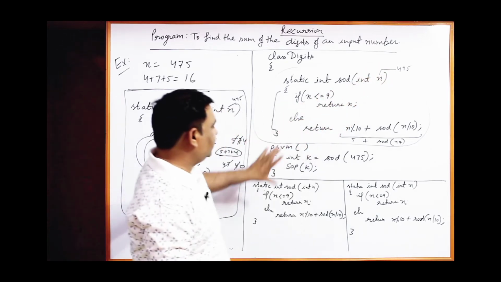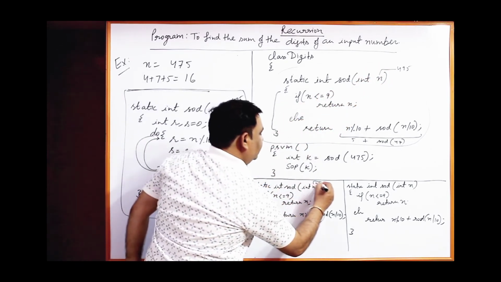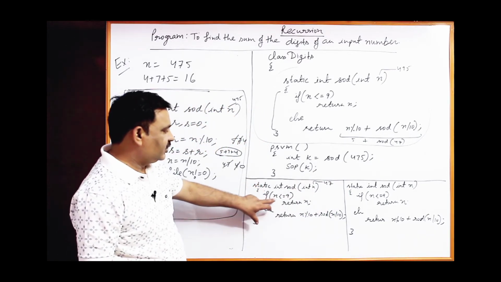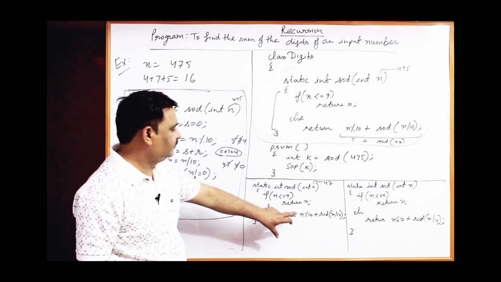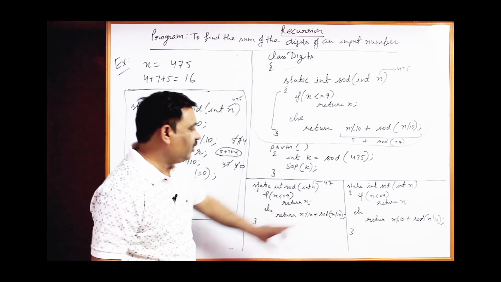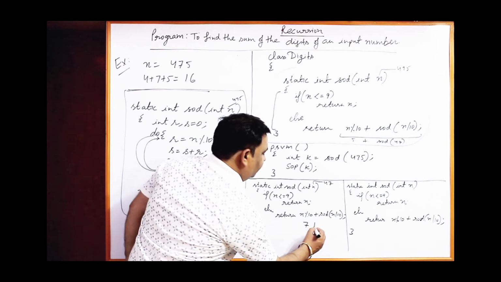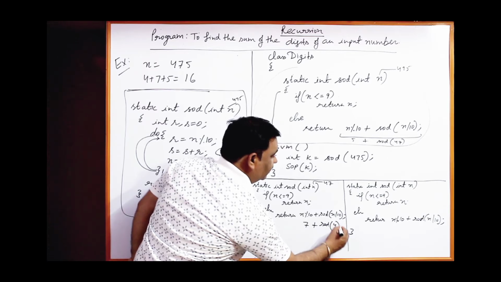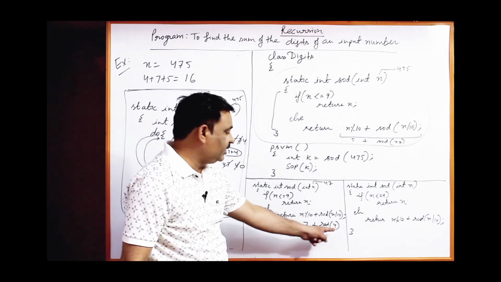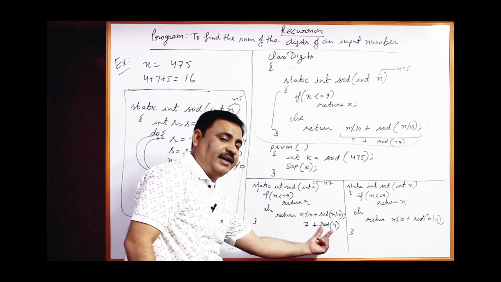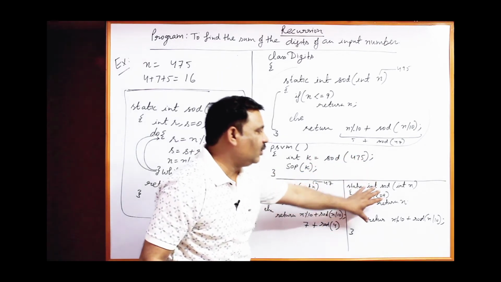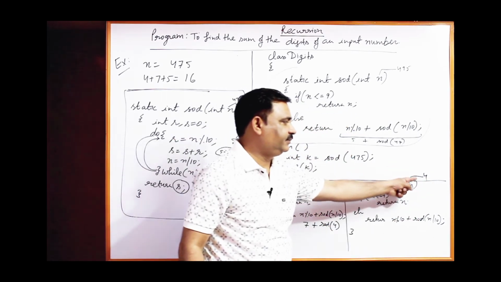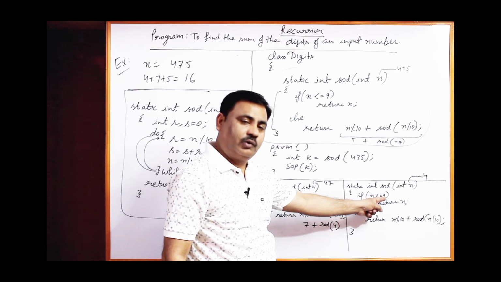Okay. Now suppose this is the second call where n is 47. This is the next memory block. Still it is not less than or equal to 9. Again get the remainder, 47 modulus 10, that is 7, plus call the function with 47 divided by 10, 4, the integer part. So the SOD function will be called again by passing 4. Suppose this is the next memory block where the value of n is 4, which we have passed from here. So now 4 is less than or equal to 9, the condition is true.